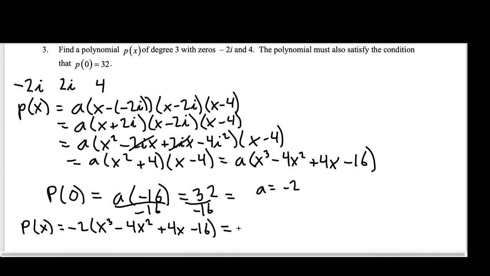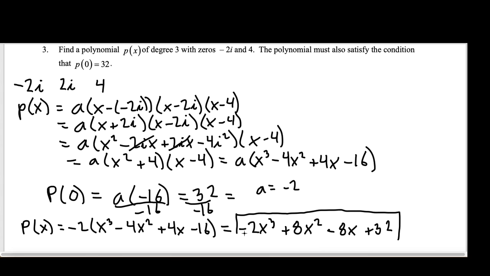And that is equal to, when I distribute the negative 2, negative 2x cubed plus 8x squared minus 8x plus 32 as my final answer right there. And that is it for section 2.4. Thank you for watching.